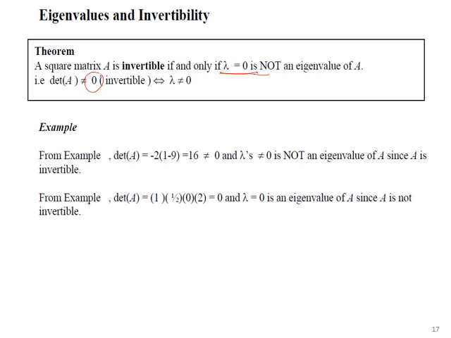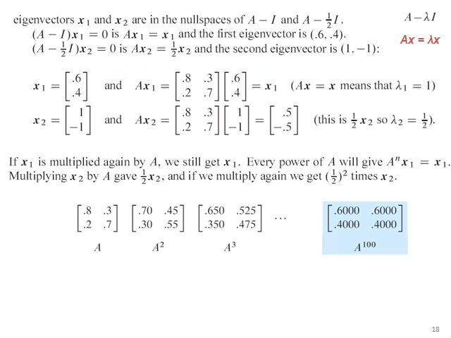See here, as an example, when we find the determinant of a value which is not equal to 0, then lambda is not equal to 0. This means that the matrix A is invertible. But if the determinant equals 0, lambda equals 0, then there is no inverse for this matrix. Now back to the example I started the eigenvalues with.